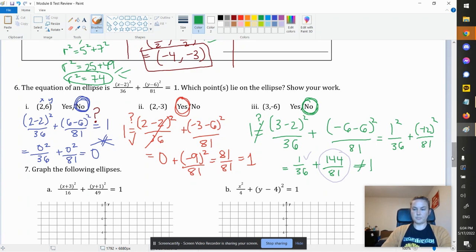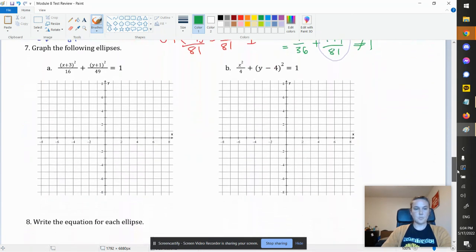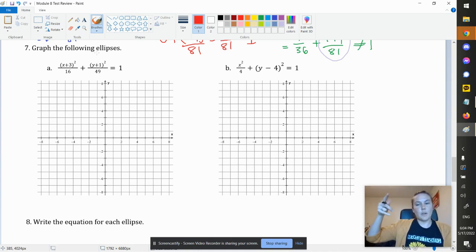Let's keep going. Graph the following ellipses. All right. Let's graph the center first. We'll do markings for the x and y radius. This is actually the major and minor axis, right? But it's nice to think of them as the x and y radius. And then we'll connect it very artistically into an oval.